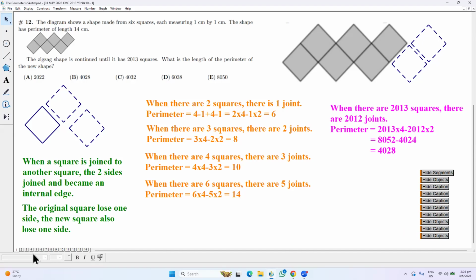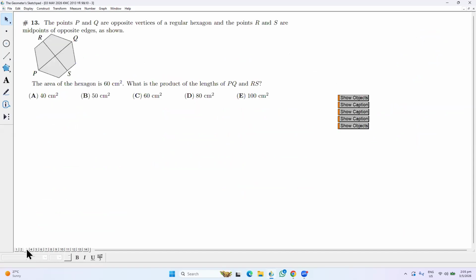Next question. We skip one question because that question is not very useful. So we go to question 13. The points P and Q are opposite vertices of a regular hexagon, and the points R and S are midpoints of opposite edges as shown. The area of the hexagon is 60 cm squared. What is the product of the lengths PQ and RS?